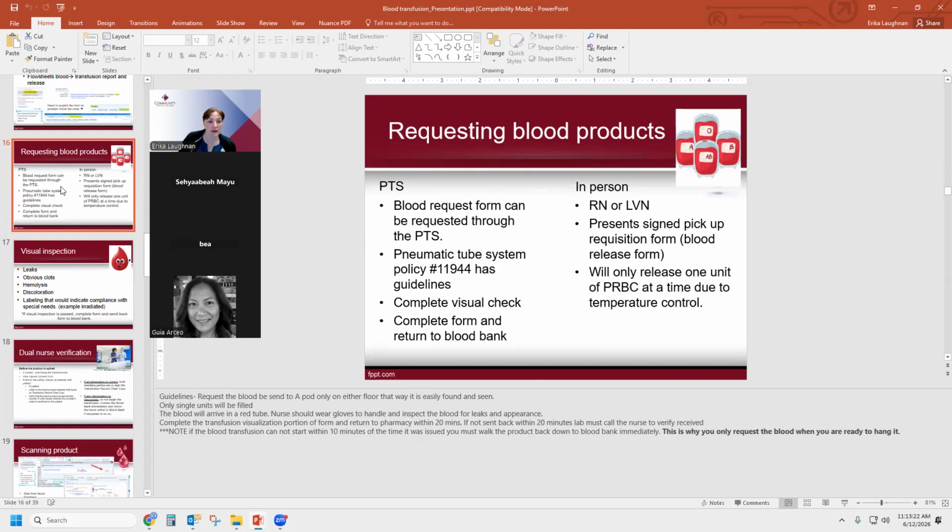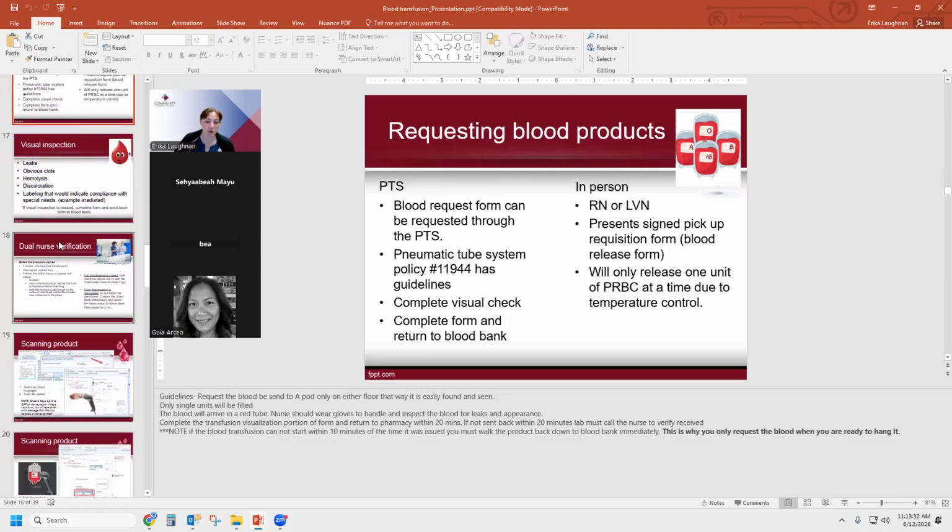Requesting blood products. So you can do this through the pneumatic tube system, which is the PTS, or in person. It does talk about how to do that. And there's a policy that guides you for the pneumatic tube system about how to request and stuff like that. So I listed that there.